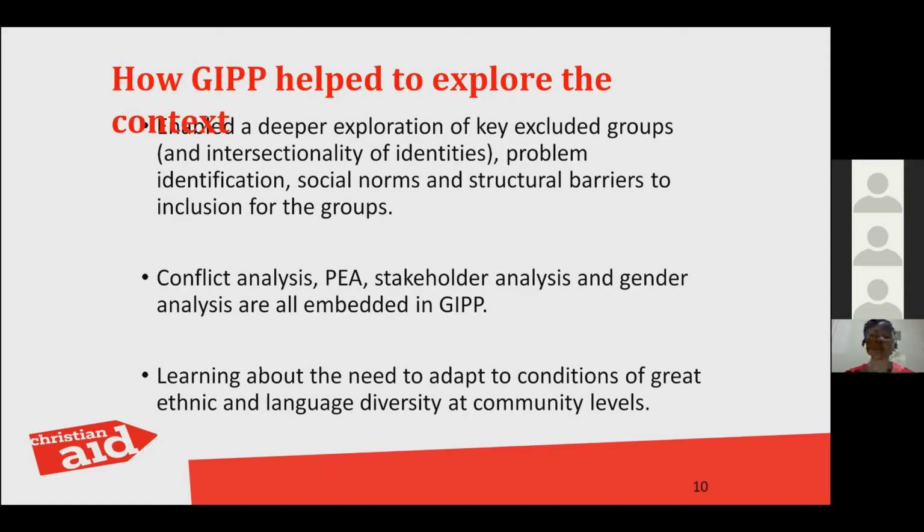The GIPP tool embedded conflict analysis, PEA, stakeholder analysis, and gender analysis. So it was an all-in-one document, and so we didn't need to do these differently. It also helped us to understand the intersectionality of these different things that I have mentioned. For instance, we understood how PEA was closely related to conflict and how it affects and spurs conflict in our different communities, and how we could address this.